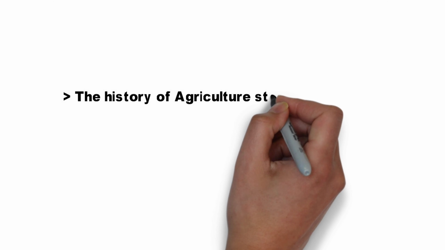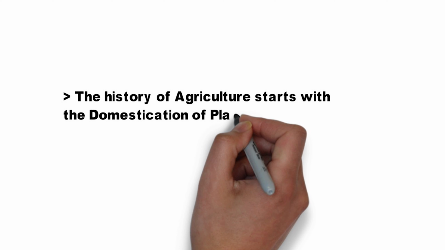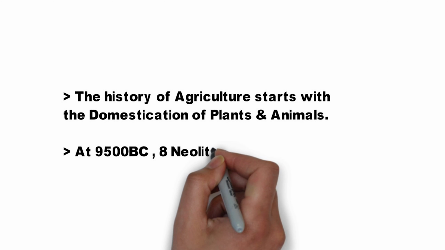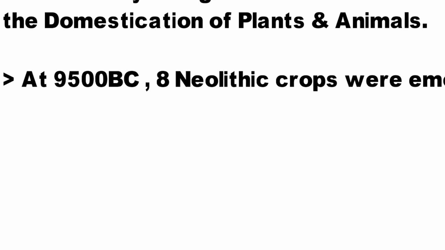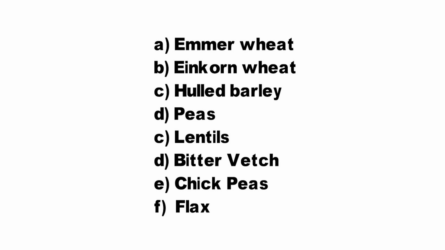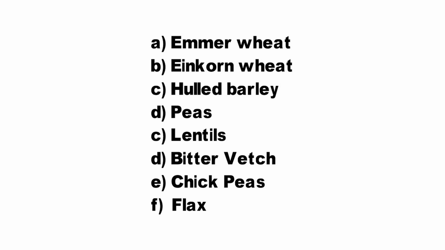Our history of agriculture starts with the domestication of plants and animals. At 9500 BC, 8 Neolithic crops emerged. You can see the list of crops which I have mentioned. The important crops and their domestication.